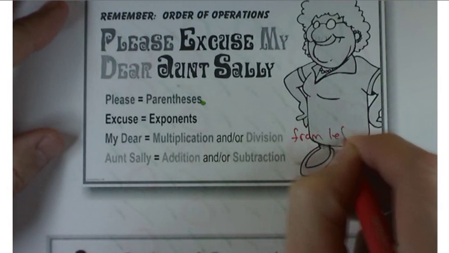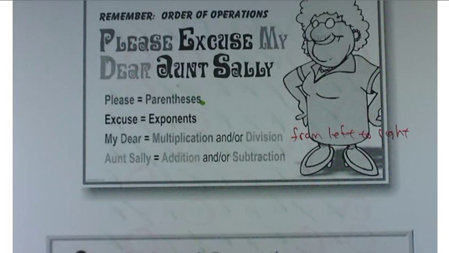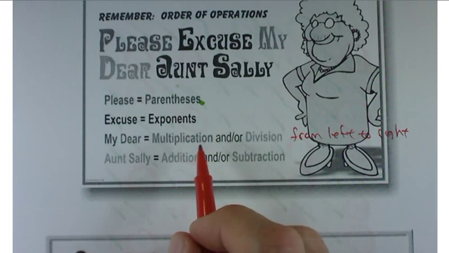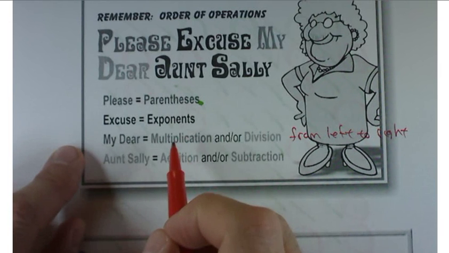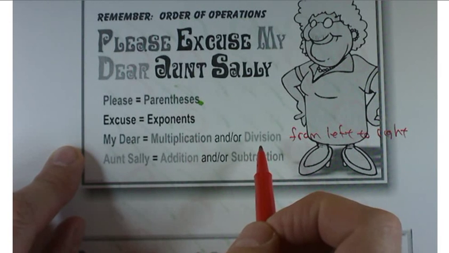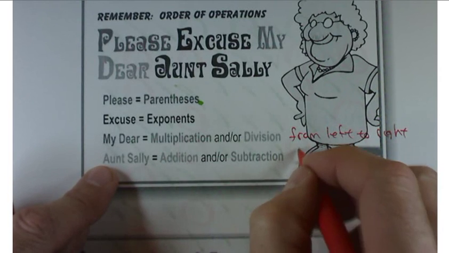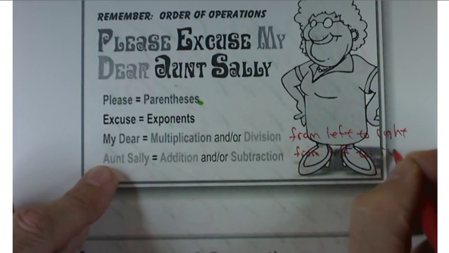From left to right. So as you move left to right, whatever you see first, that's what you do. Doesn't matter what's first. If it's division first, you do the division. If it's multiplication first, you do the multiplication. The problem with this little acronym, and I use it, everyone uses it, is understanding that it's not multiplication, then division. Just move left to right. Same thing with addition and subtraction. It's from left to right.